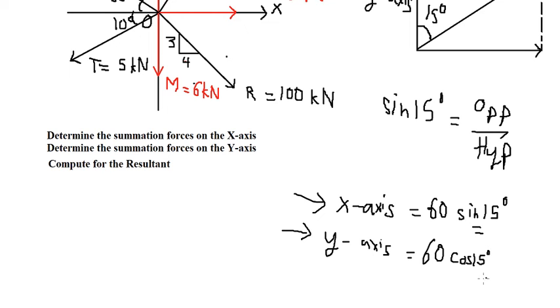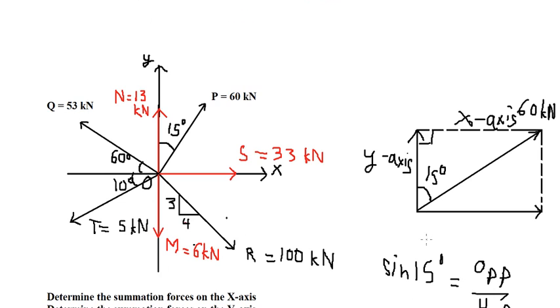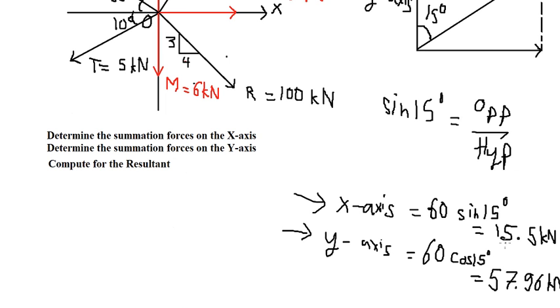So this one we have 15.5, and the next one is 57.96 kilonewtons. In this situation, this value goes to this one and this value in here goes to this one.